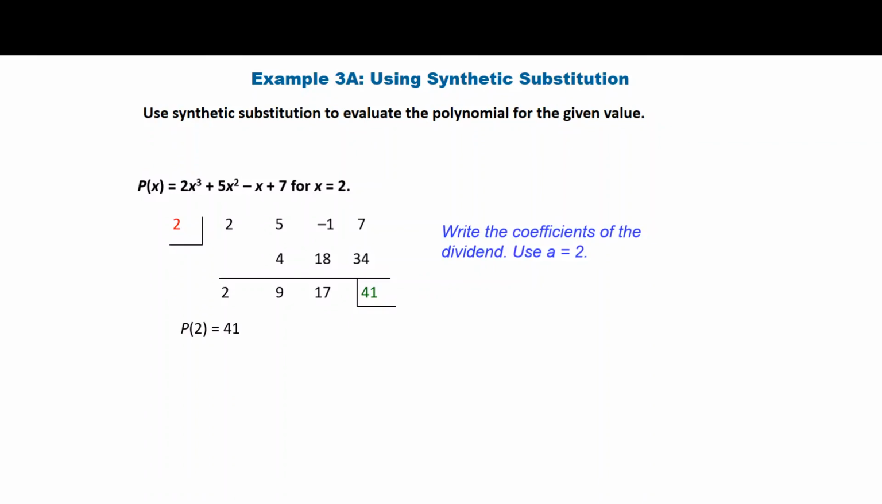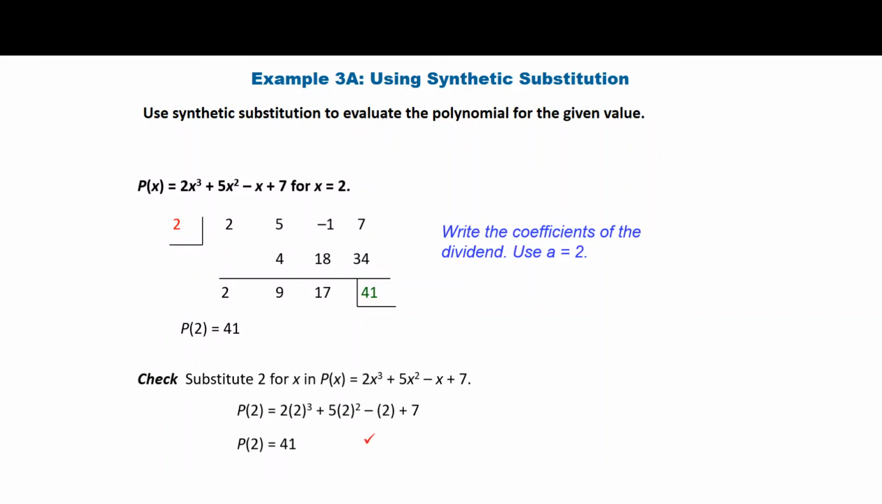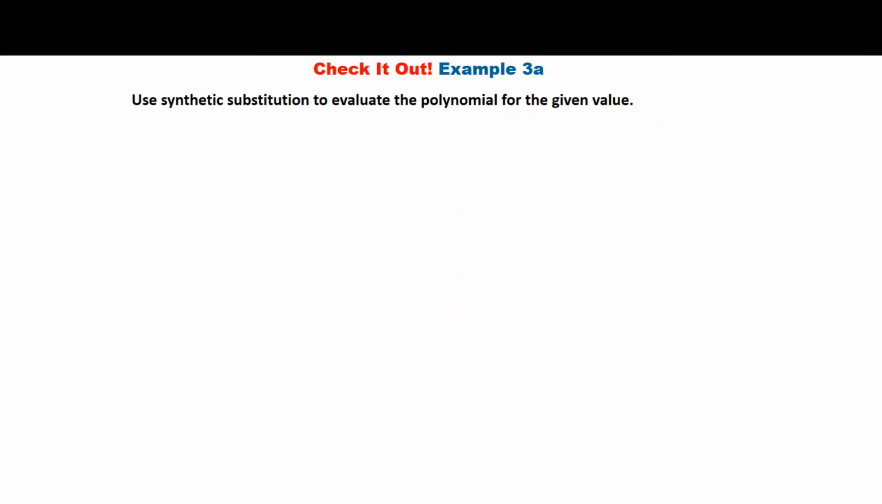So in the end, we can see that P of 2 is equal to 41. And you can easily check that to make sure. Everywhere you have an x, you replace it with 2. And when we do that, we see that P of 2 does indeed equal 41. Okay, go ahead and try this one on your own. You're going to use synthetic substitution to evaluate the polynomial for x equals -3. So turn your video off and give it a try.